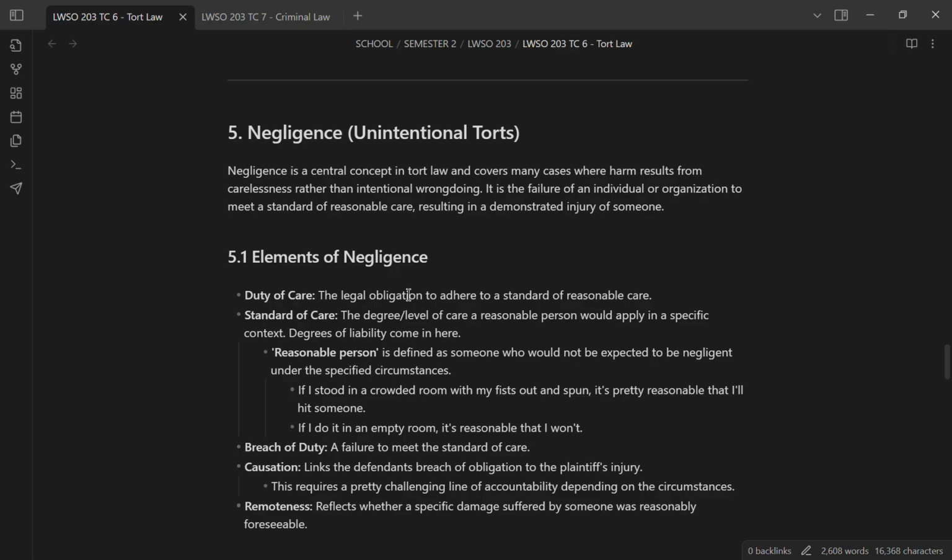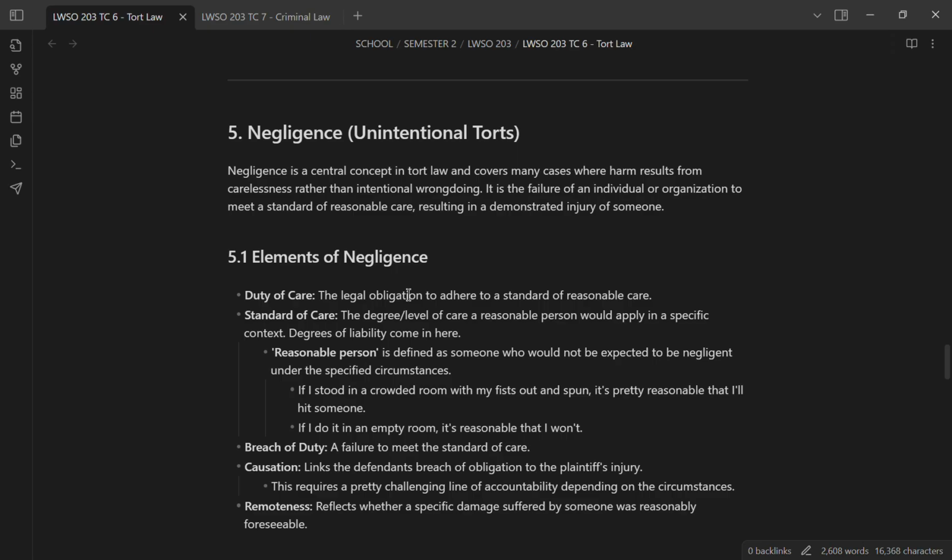Again, just to redefine it, a reasonable person is defined as someone who would not be expected to be negligent under these specific circumstances. So if I stood in a crowded room with my fists out and spun, it's pretty reasonable that I'll hit someone. But if I do it in an empty room, it's pretty reasonable that I won't hit someone.